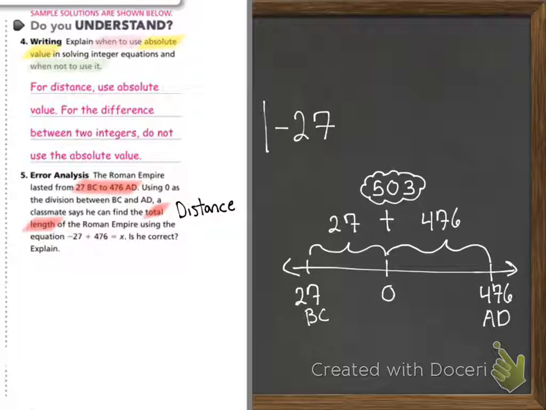You can't go negative time, you know that. It's like distance. You can never go backwards in time. You can't go a negative distance. So for time, instead of negative 27, we say 27 BC.